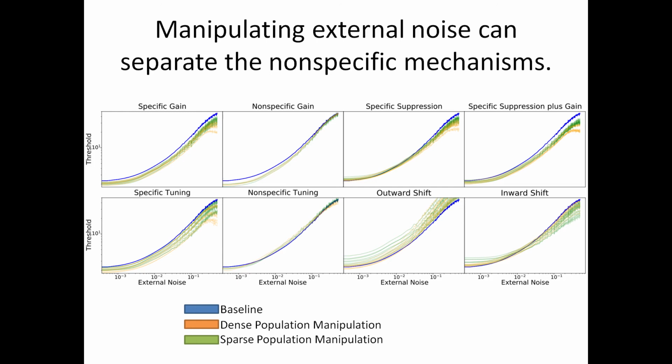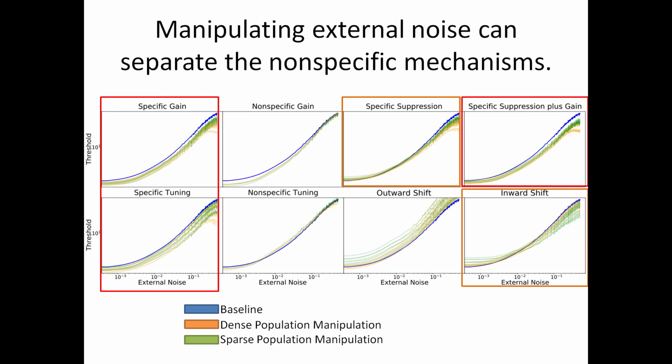While the threshold versus noise curve can clarify which nonspecific changes are occurring, the function is represented by a cumulative curve, and unlike the stimulus curves, there are a limited number of ways in which the curves can differ. Threshold versus noise functions still have problems differentiating specific gain, tuning, and suppression plus gain from each other, and also have trouble separating specific suppression from inward shift.